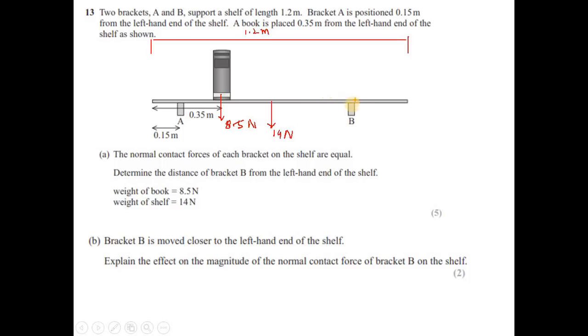And then you have a contact force on both supports A and B. So this is the contact force at B, I'm just calling it initially RB, and at A we have another contact force which is RA. So this is the force diagram, and the condition is they are saying that the normal contact forces of each bracket on the shelf are equal. So you can say that RA equals RB.